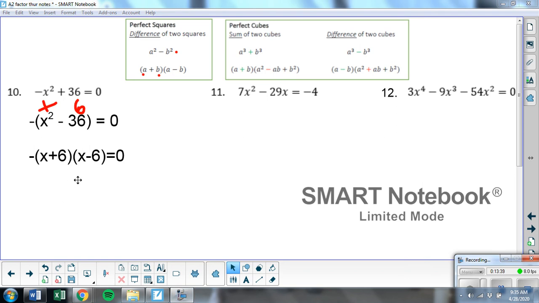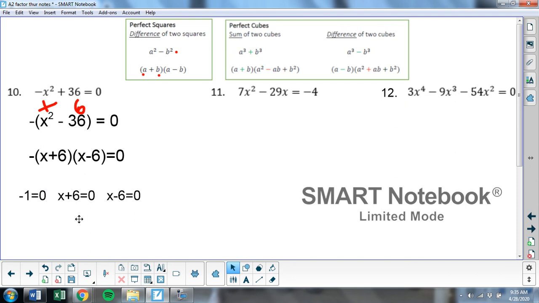Set each piece equal to 0. So again, this negative here is like a -1. I set these equal to 0. And then this is going to give me a value of x equals -6, a value of 6. And this one here, you don't have to do anything with that because that has no x's in it, so it doesn't give me any other values. Again, don't put no solution because of this. It just is not going to give you another x value for your answer.